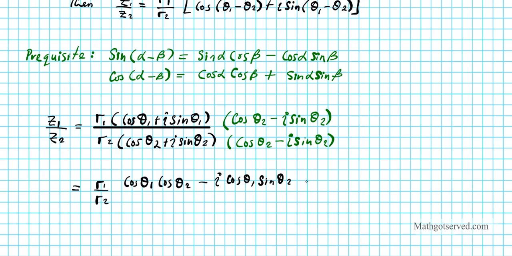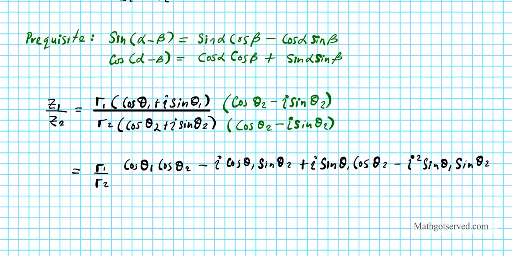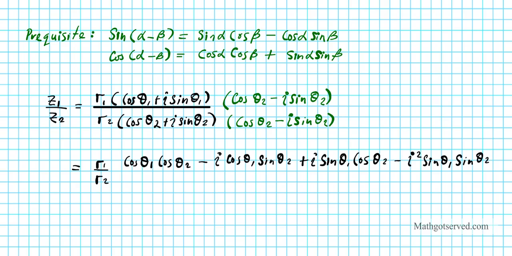Now we're going to do the inner. That's going to be plus i sine theta 1 cosine theta 2. And then the last, plus times a minus is minus i times i squared sine theta 1 sine theta 2. Okay? So that's what you get when you distribute the numerator. Alright? So in the denominator, you can clearly see that that's a difference of squares.